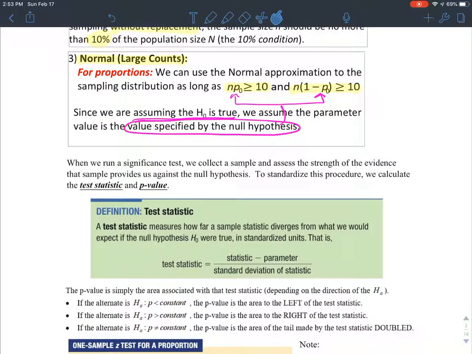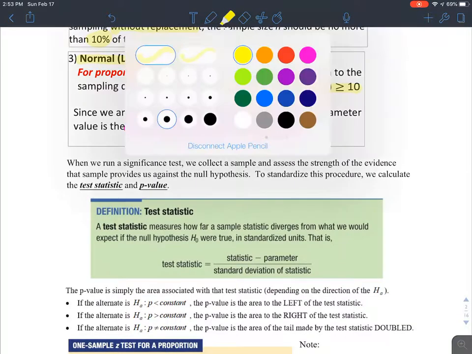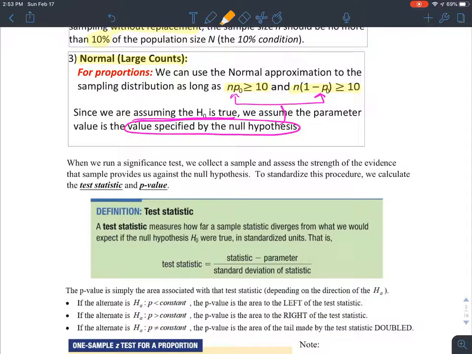Okay, so whenever we run these significance tests, as we mentioned in the last section, we're collecting a sample and then assessing the strength of the evidence revealed by that sample against the null hypothesis, to conclude whether we're going to reject the null hypothesis or fail to reject. What we're going to be doing is calculating a test statistic with some of the values that we have. That test statistic is nothing more than a z-score, and with that z-score, we're going to be able to calculate the p-value.